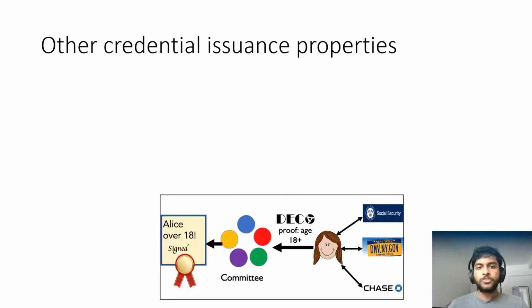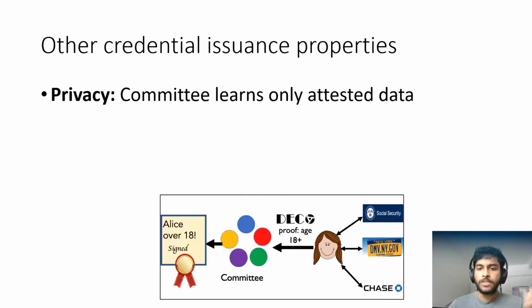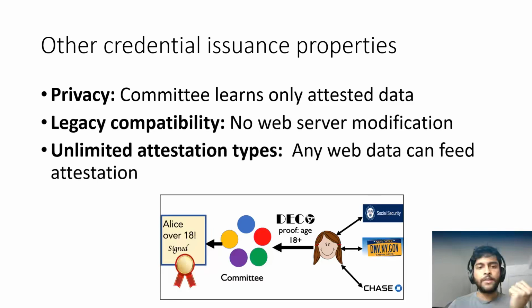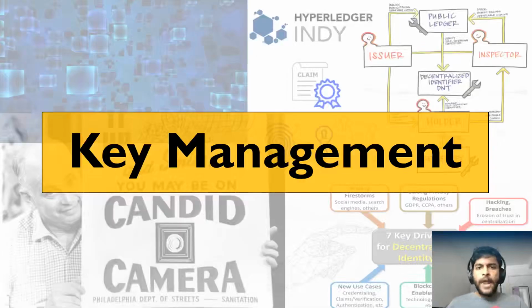Other nice credential issuance properties CanDID has include privacy, which is that the committee members learn only the attested data and nothing more. Legacy compatibility and virtually unlimited attestation types are supported. I'll move on to key management now.